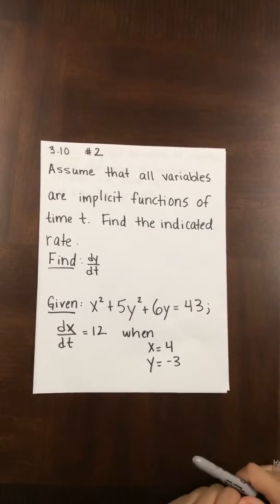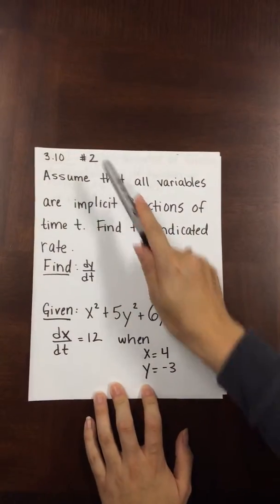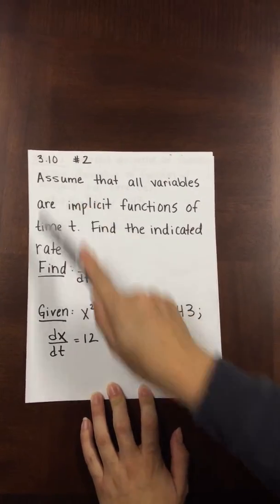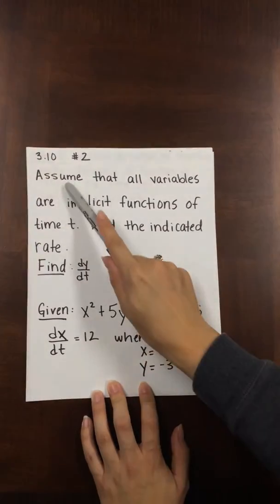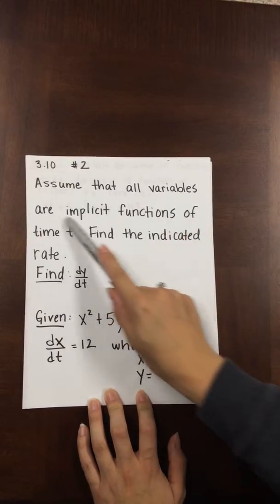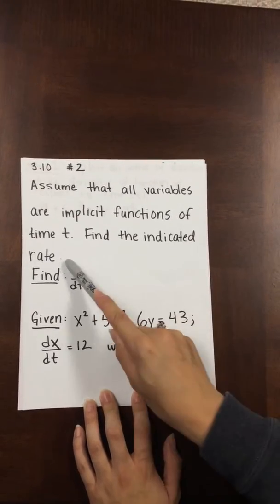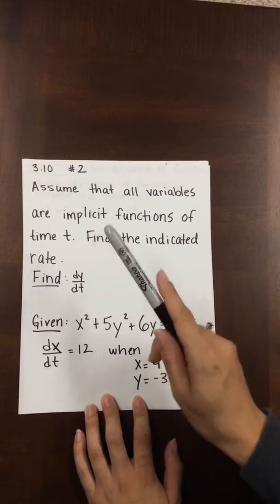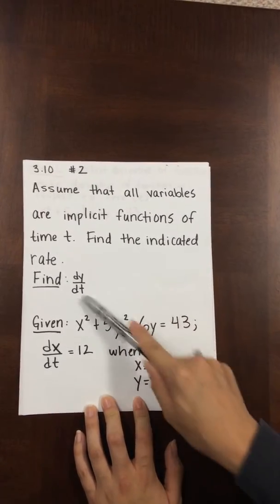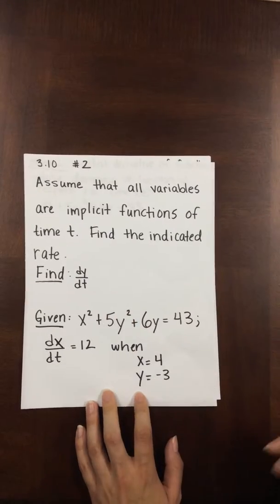For today's problem, I will be doing problem number 2 from section 3.10. This problem states, assume that all variables are implicit functions of time t. Find the indicated rate. So they want us to find the derivative of y with respect to t, which is going to give us a certain rate of change.